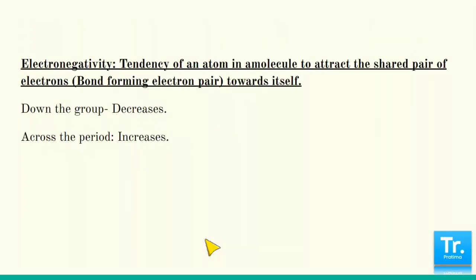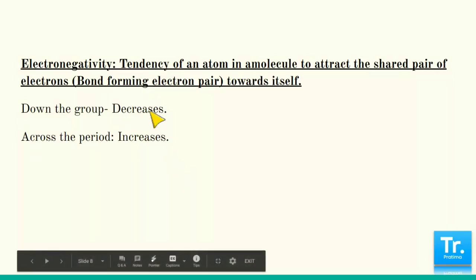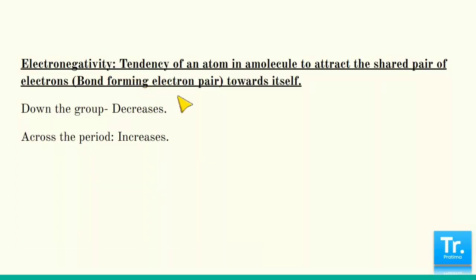Next, and the last topic, last topic means from your text, according to your syllabus. I am going by your syllabus. So electronegativity, that is the tendency of an atom in a molecule to attract the shared pair of electrons, that is a bond forming electron. Suppose there are two atoms, they are sharing one pair of electrons. The shared pair of electrons, instead of being at the center, if it is attracted by one of them, then it is more electronegative in nature. Now this also depends on the two factors, atomic size and nuclear charge.